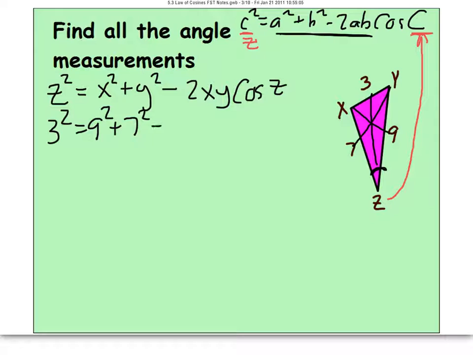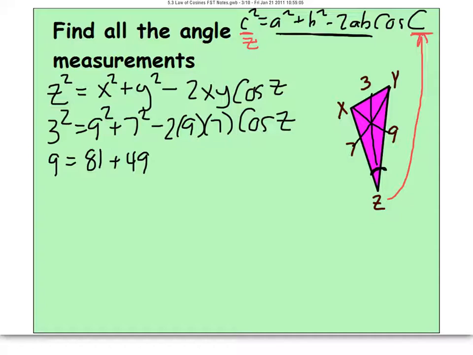Then we're going to do minus 2 times those two numbers. And this time we don't know the cosine of Z, so we keep this with the variable. And then we just go ahead and simplify. So 3 squared is 9. This is going to be 81 plus 49. 7 times 9 is 63, times 2 is going to be 126.